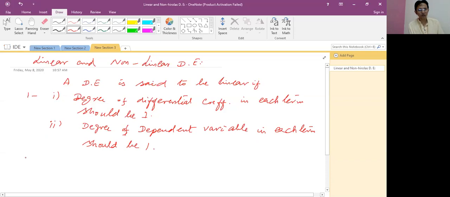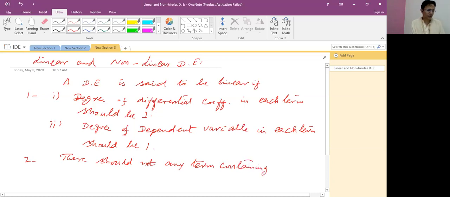This is called the first rule. Now the second rule: there should not be any term containing any product.